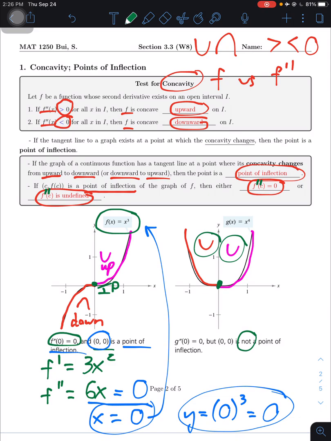And because it's not the inflection point, we don't have to go through the process of finding the second derivative and setting it equal to 0, because we don't even have an inflection point, so then we don't have to find it, okay?